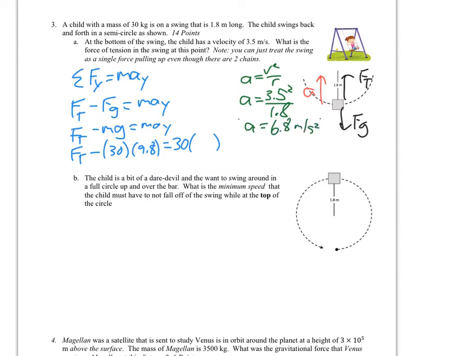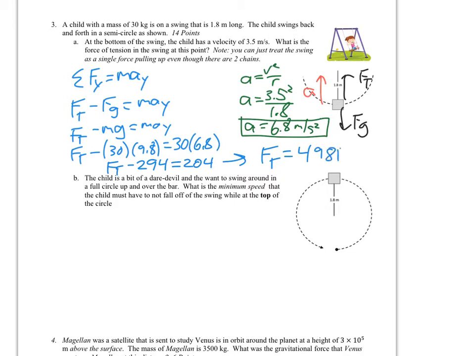So I can go ahead and substitute that acceleration into the equation here. So what I end up getting is Ft minus 294 is equal to 204. Solving for Ft, I find that that tension is equal to 498 newtons.